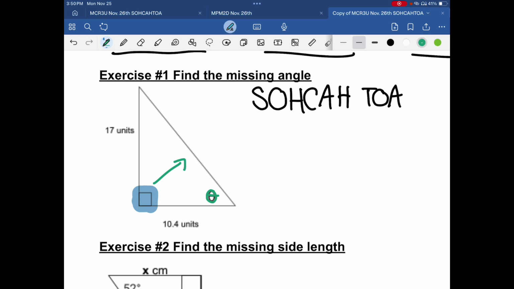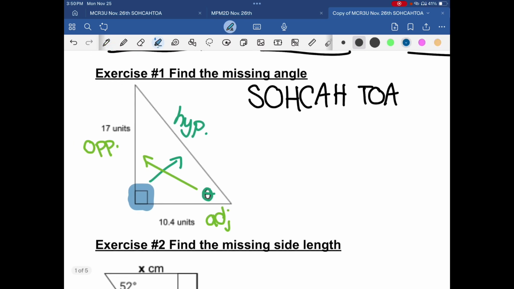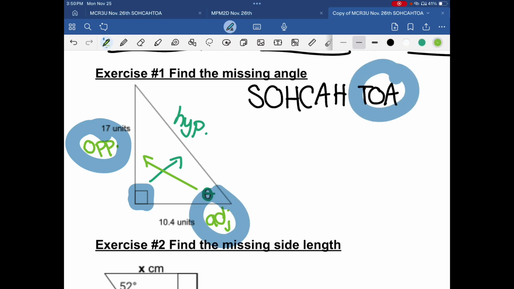So always opposite of my 90-degree angle is my hypotenuse. So I'll label that as hypotenuse. Then, from my angle in question, from my theta, what's opposite from that angle will be my opposite. And then adjacent is another word for beside. So I know that the 10.4 units will be adjacent to my theta. So based upon what I have, opposite and adjacent, it makes the most sense to use tangent.